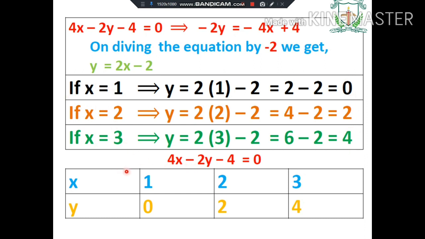Now again, tabulate. Prepare a table and write the given equation above the table. 4x minus 2y minus 4 is equal to 0 is the equation. This is the method that you have to write above the table. Now substitute the values of x and y. x is 1, y is 0. If x is 2, y is 2. If x is 3, y is 4. Dear children, we have got two tables now.